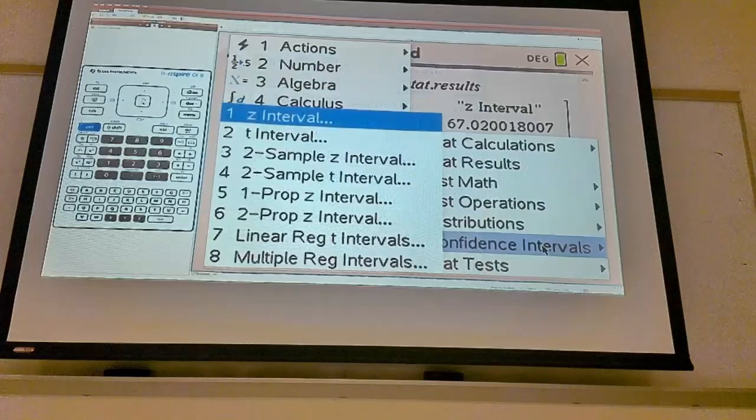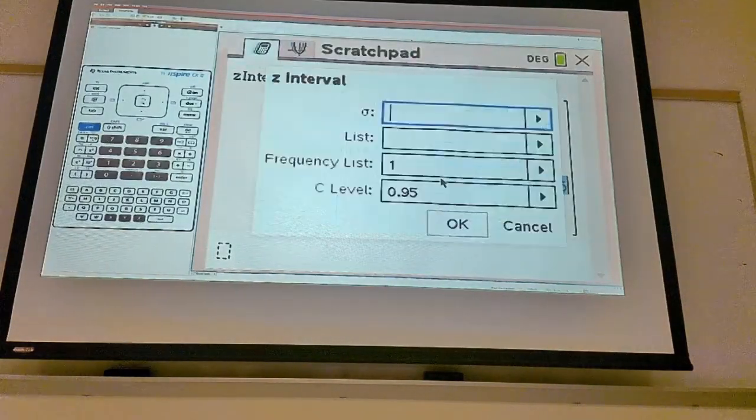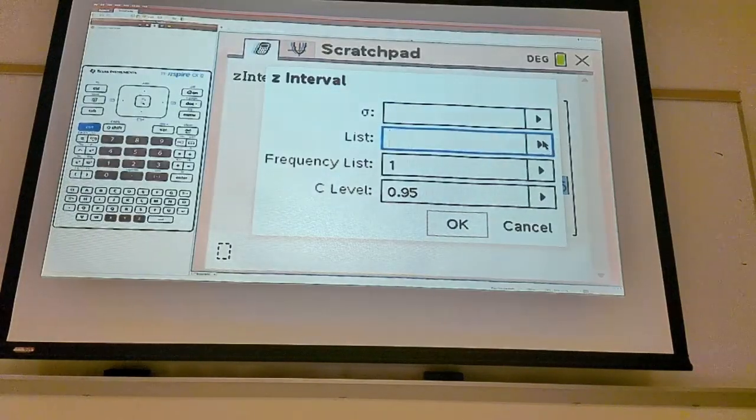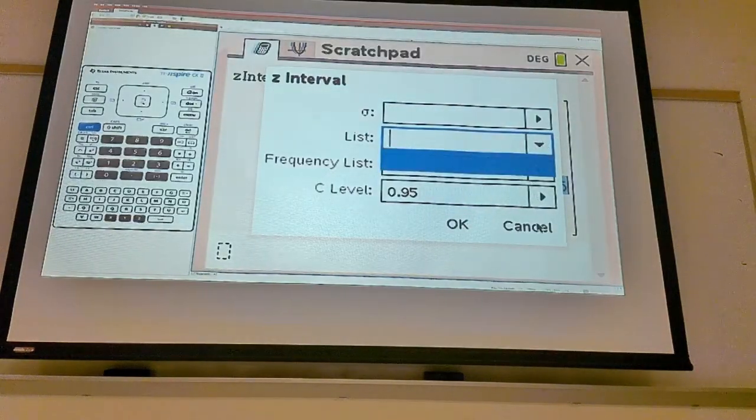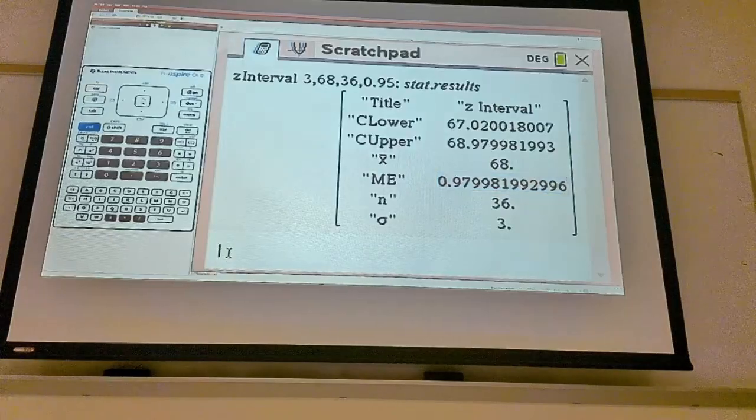Z interval, data. Oh, nice. But then I have to define a list. Oh, that's annoying. I'm not doing that. You have to write everything, because that is a pain. Defining a list on the TI Inspire is a massive pain. I will not do that.